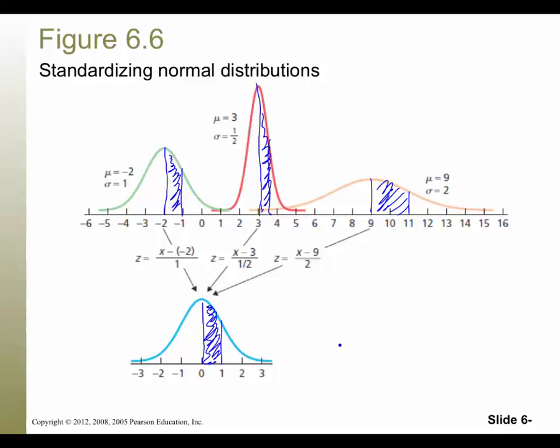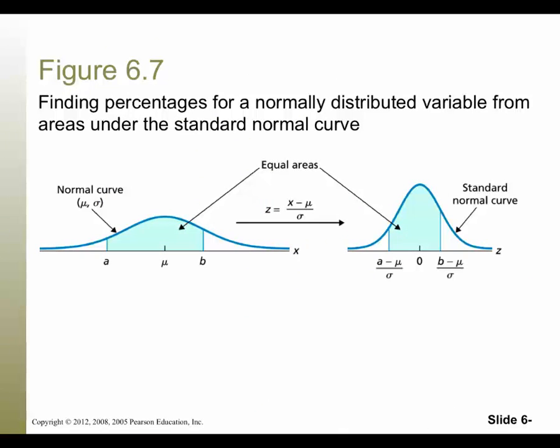So all those areas are equal because they're all the percent of the data from the mean to 1 standard deviation above the mean. So this says that same thing. Equal areas, right? Equal areas. A normal curve with mean mu and standard deviation sigma, and a standard normal curve with the corresponding z-scores. Of course, these are the corresponding z-scores to A and B. Same area.